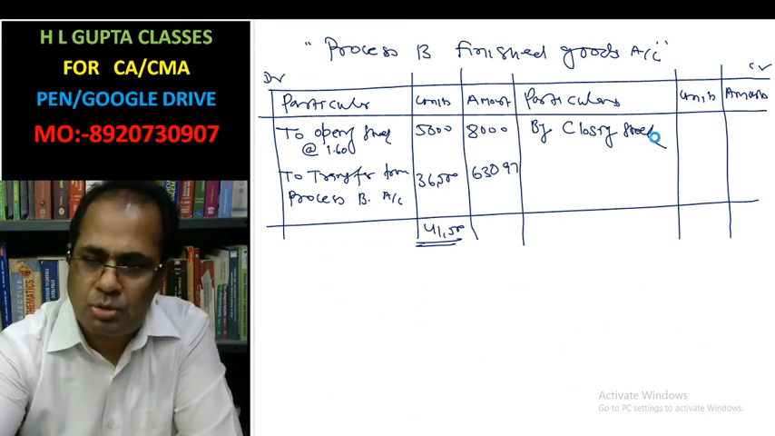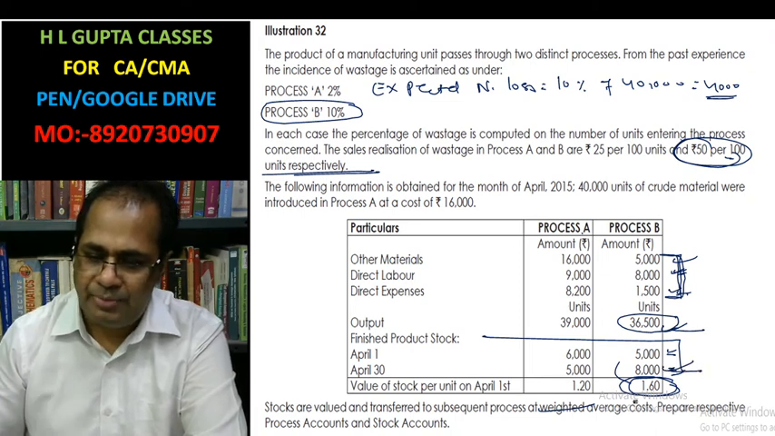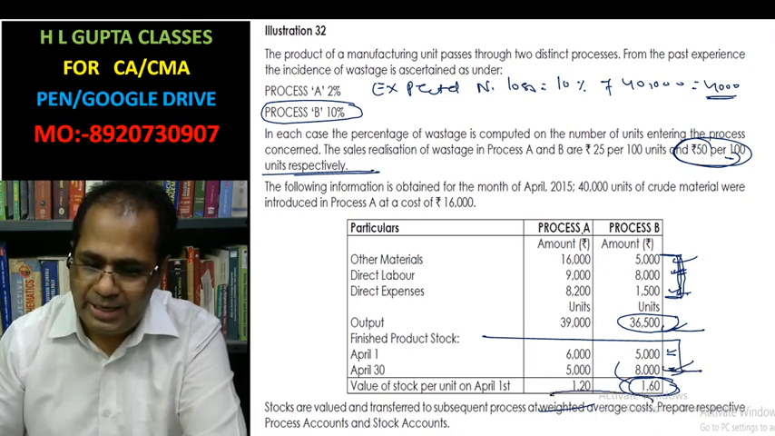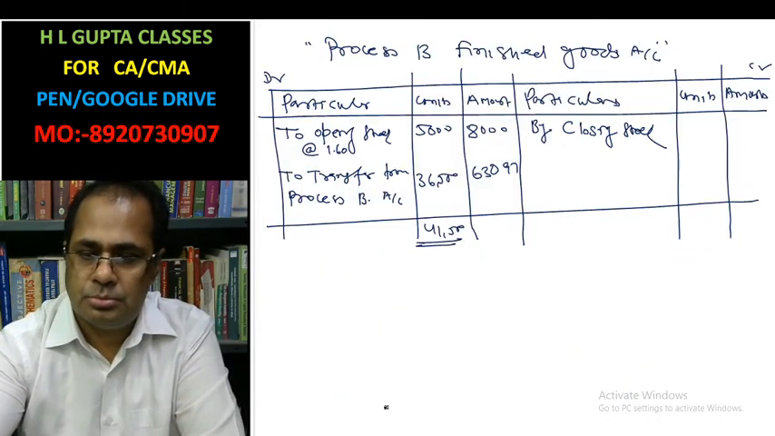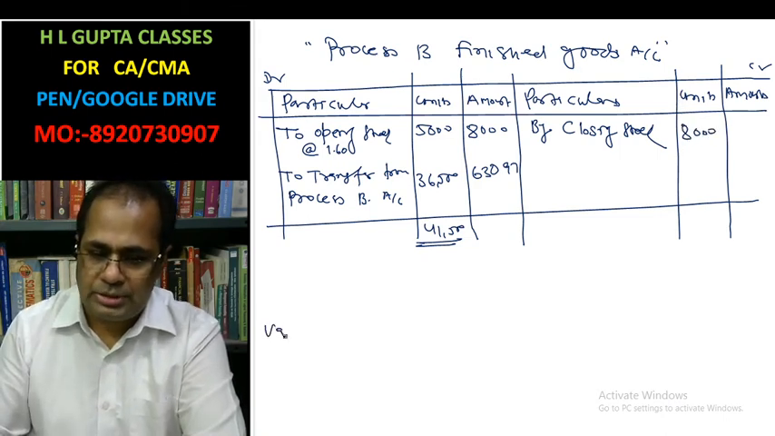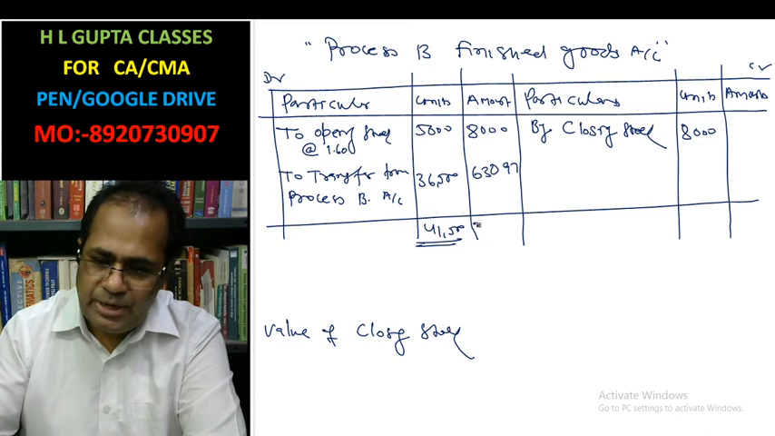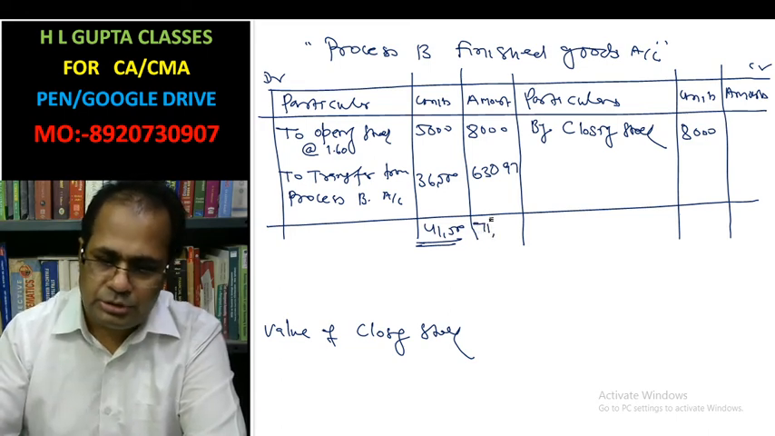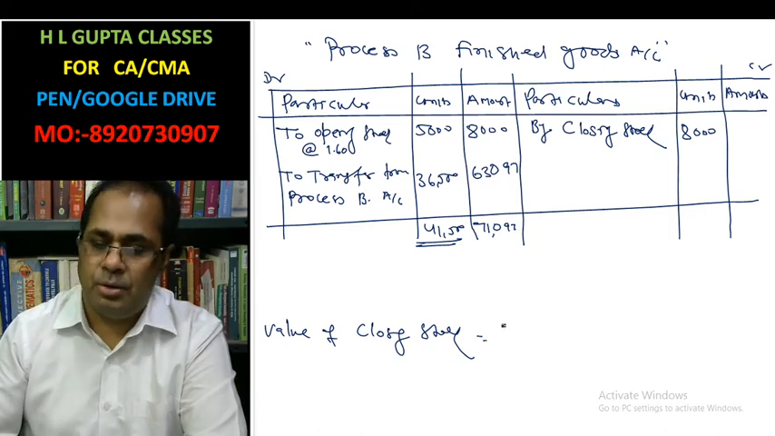Look at the question, what is the closing stock given here? Closing stock is 6,000 and its value is calculated by the weighted average cost method. Okay. This is 8,000. Value of closing stock. How will you calculate? Weighted average cost method.